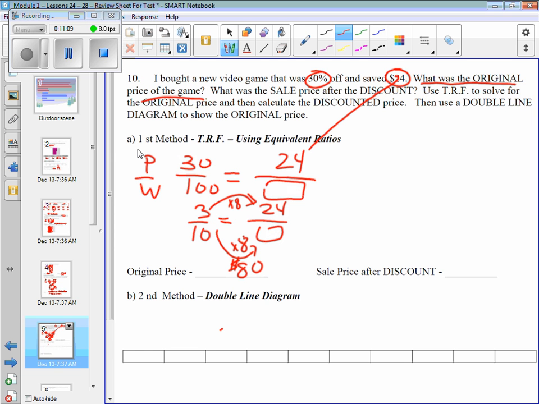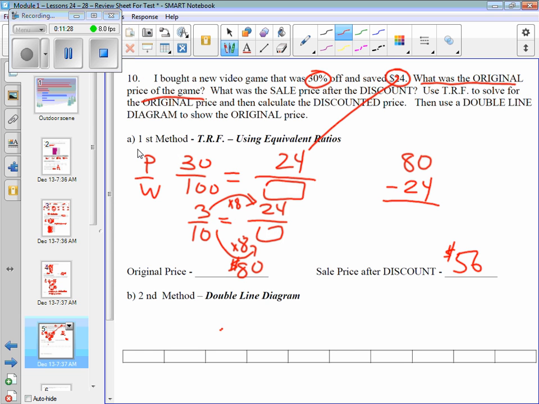All right, Matthew, go. Just subtract 24 from 80. And then you get, wait, 6. He's right. 56. Okay, and that's done.